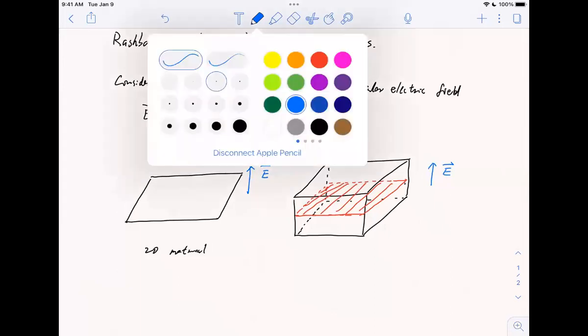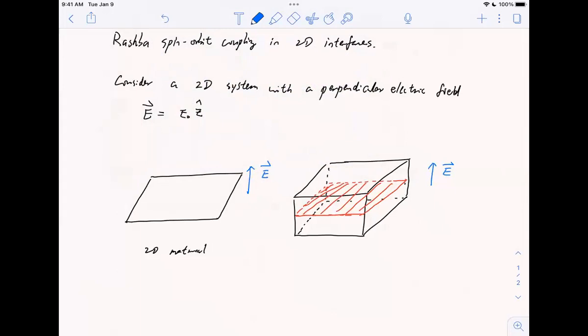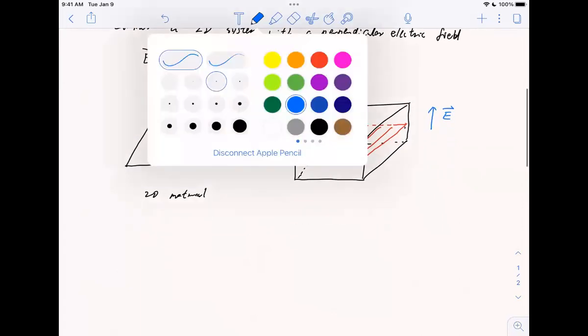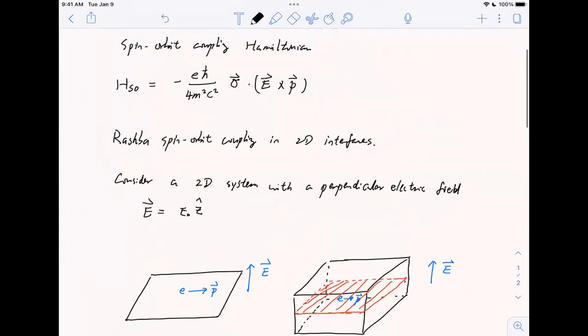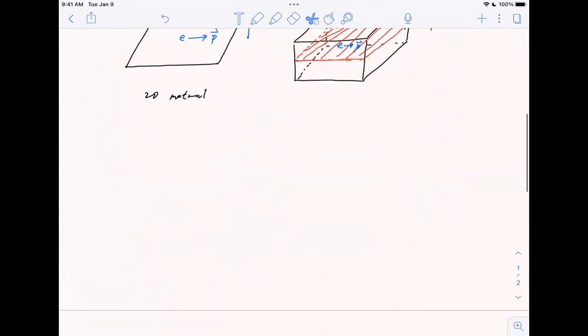And then you have an electron. Okay, you have an electron moving with a P. Moving with a P. And here the same. You have an electron moving with a P. Okay, then let's see how this will change the Hamiltonian.